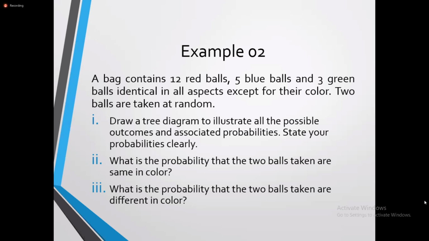Now using the tree diagram you have drawn, you have to answer the following questions. What is the probability that the two balls taken at random are the same in color, and the probability that the two balls taken are different in color? You have two small questions to be answered. Before that, you have to draw a tree diagram. Can you draw a tree diagram to illustrate all the possible outcomes? Try to draw a tree diagram.